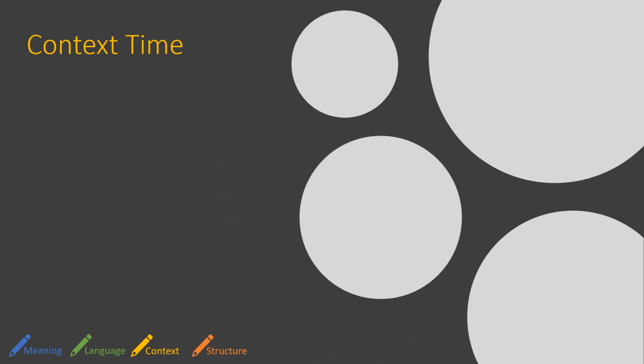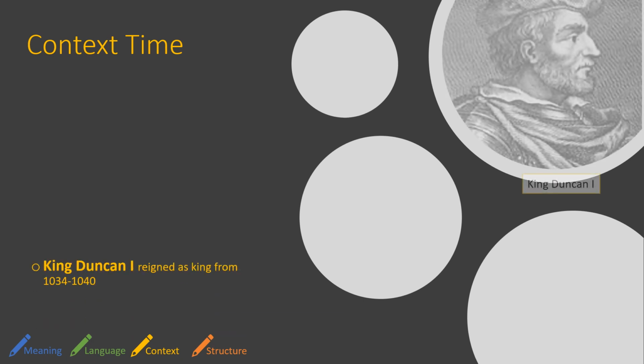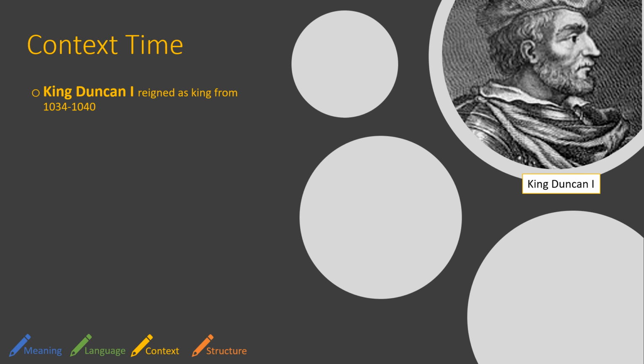Before we start then, let's have a look at the context of this time. Shakespeare has mined history for real characters to put in his play here. Firstly, King Duncan I, a real king of Scotland. 1034 to 1040, King Duncan reigned as King of Scotland. So our king in the play was a real king in real life.